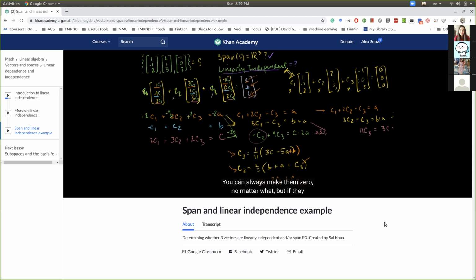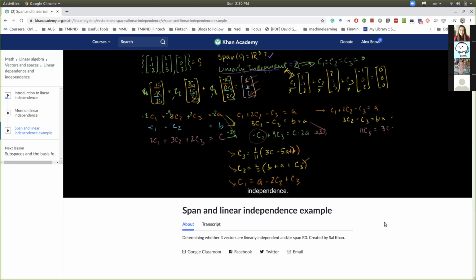I mean, you can always make them 0 no matter what, but if they're linearly dependent, then one of these could be non-zero. If they're linearly independent, then the only solution to this equation would be C1, C2, C3 all have to be equal to 0. Linear independence implies this. This implies linear independence.